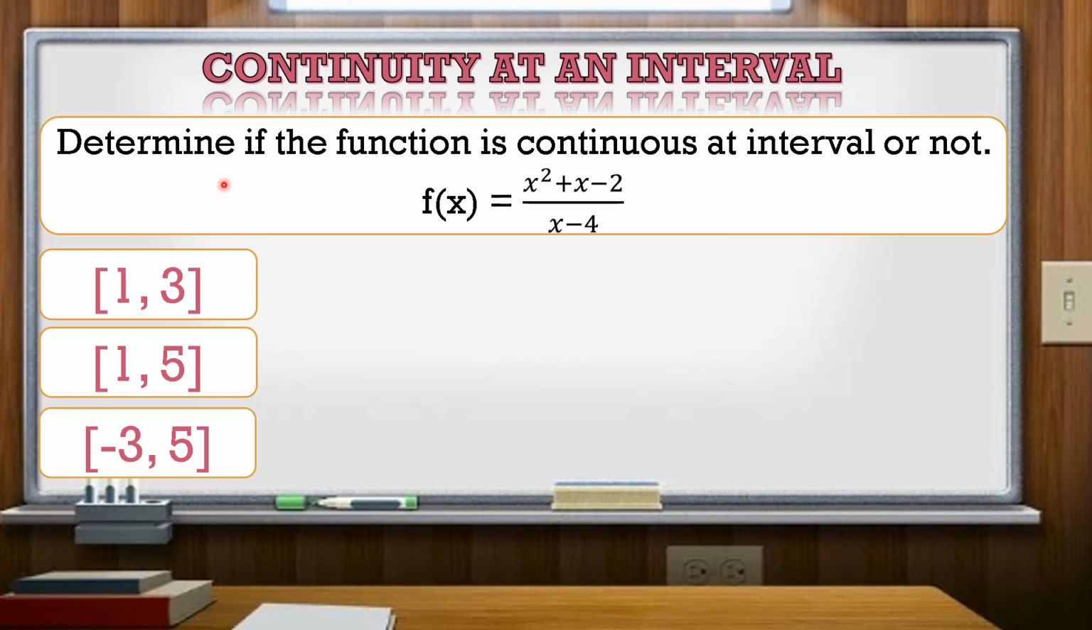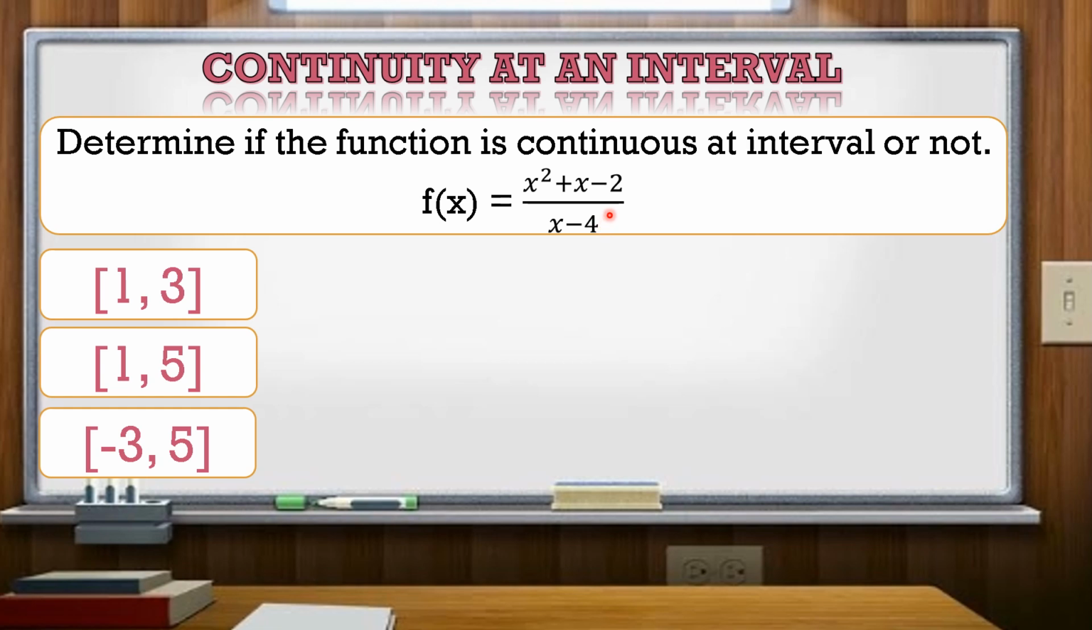Next, determine if the function is continuous at interval or not naman, given the function. So meron tayong mga intervals dito. Aalamin na natin kung continuous yung function natin given these intervals. Paano malalaman kung tuloy-tuloy yung function or not? Okay, so kukunin lang natin or titignan lang natin yung denominator. Kung magiging 0 yung denominator, that makes your function discontinuous. Hindi na po tuloy-tuloy yung function natin if your denominator of your function becomes 0.